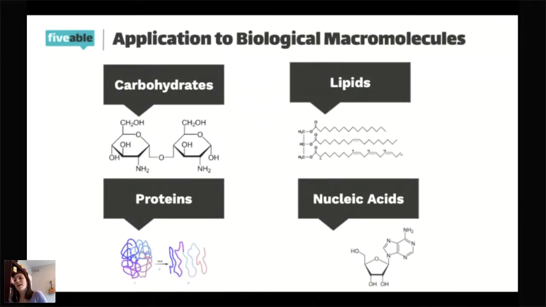So, biological macromolecules. These are your 4 main macromolecules. You have your carbohydrates, your lipids, your proteins, and your nucleic acids. And I put in basic forms or basic diagrams for each of them. And I will explain carbohydrates and lipids in more detail here in a second.